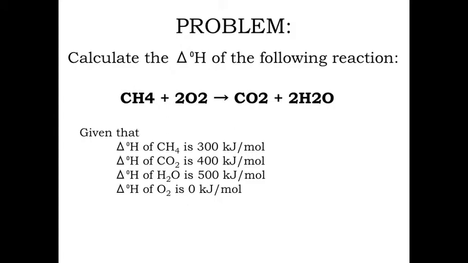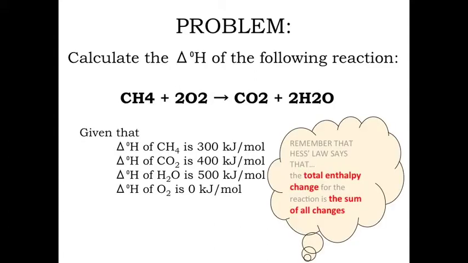Calculate the delta H of the following reaction: CH4 plus 2O2 goes to CO2 plus 2H2O, given that the delta H for CH4 is 300 kilojoules per mole, the delta H for CO2 is 400 kilojoules per mole, the delta H for H2O is 500 kilojoules per mole, and lastly, the delta H of O2 is 0 kilojoules per mole.